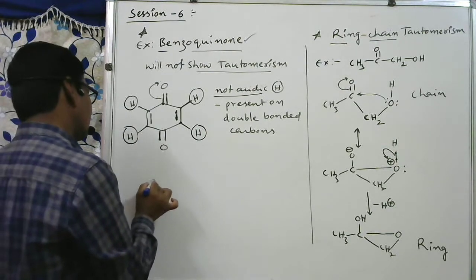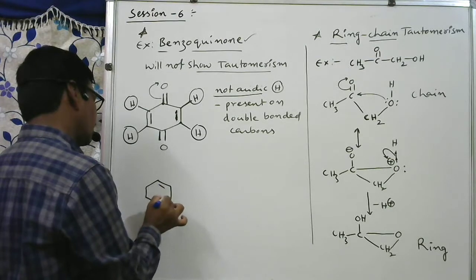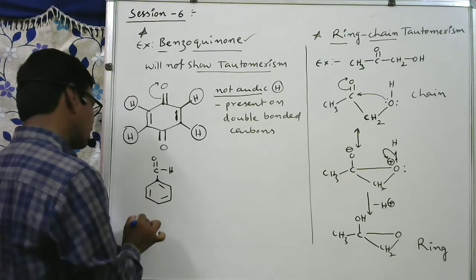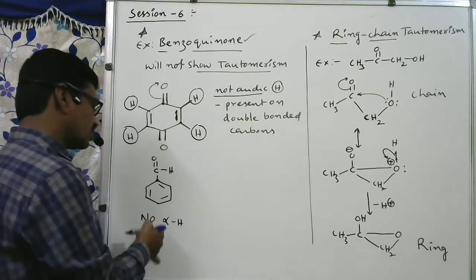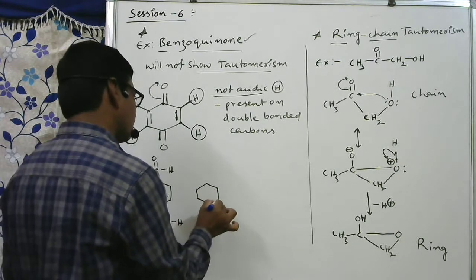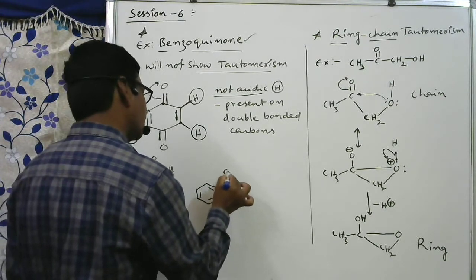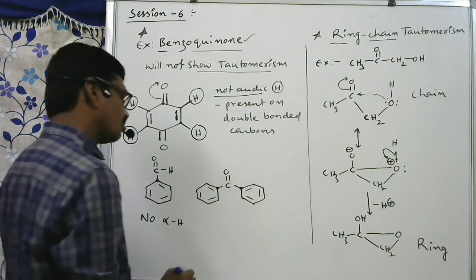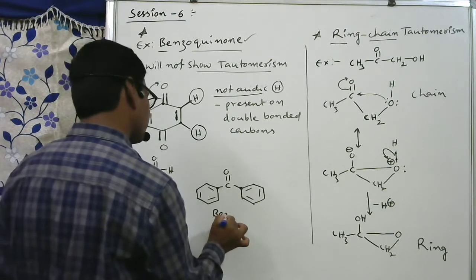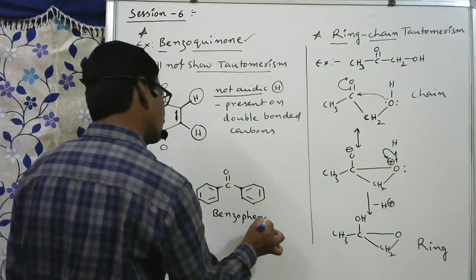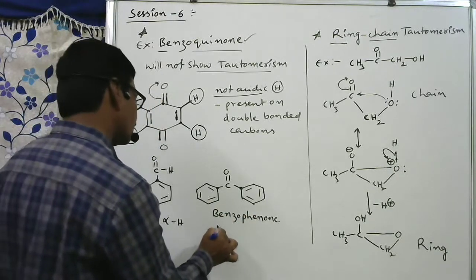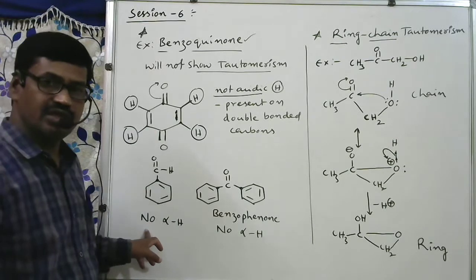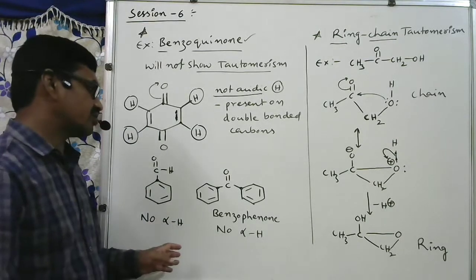Remaining compounds, like benzaldehyde, I am taking. Here benzaldehyde, C double bond O H. This is a carbonyl compound, but this is the alpha carbon. Here no alpha hydrogens, otherwise no acidic hydrogen. Similarly, benzophenone, C double bond O, we can write like this. Here also this is an alpha carbon, this is also an alpha carbon. This is benzaldehyde, this is benzophenone. This also has no alpha hydrogen. Here also no alpha hydrogen, no acidic hydrogen. So benzophenone or benzaldehyde will not show tautomerism because of no alpha hydrogens.